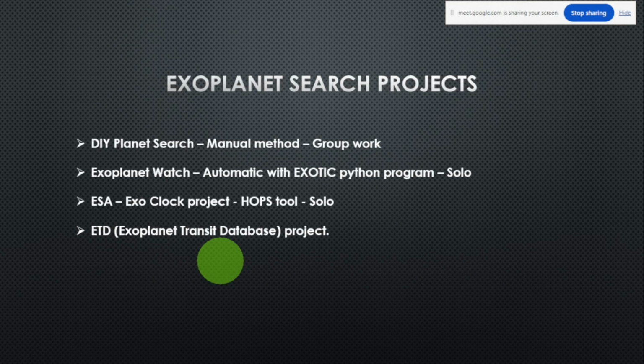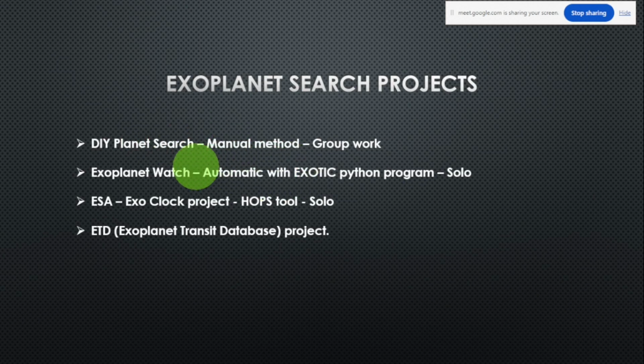Now, there are many projects both in the US and in Europe. First of all, we have do-it-yourself planet search. This do-it-yourself is very tedious. You are going to be doing photometry of the images one after the other, and it is very, very difficult and takes a lot of time. I have even tried it, and I don't really like it. And moreover, you need a group to do it. To be able to finish it, you need a group. But this has been on for so many years in the United States.